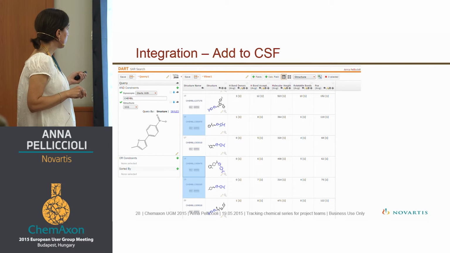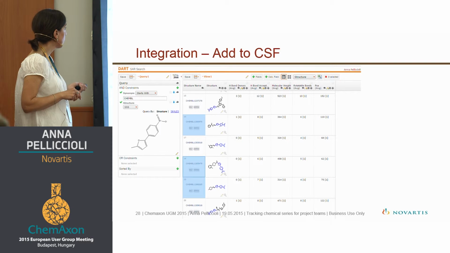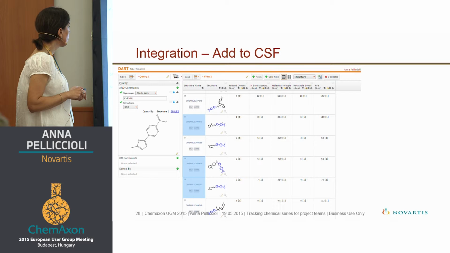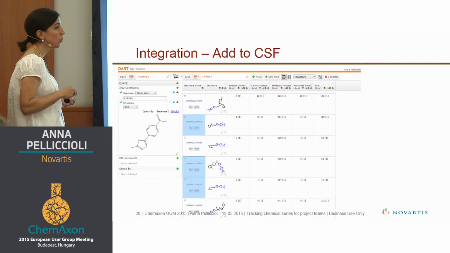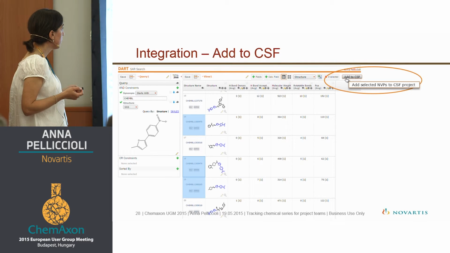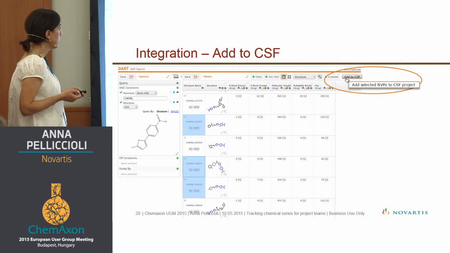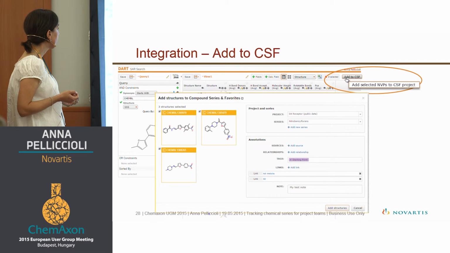This is about integrating with our data warehouse. This is Dart. So here you run a search, and then you find compounds that you think may be interesting to look at. And what we do is now we can highlight the ones we want to send to CSF. So you say, I want this, this, and this. And then there's a button that you click, add these to CSF, and this pulls up this pop-up, this widget that shows you the compounds you just selected.